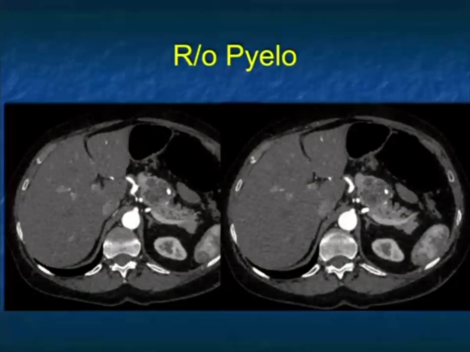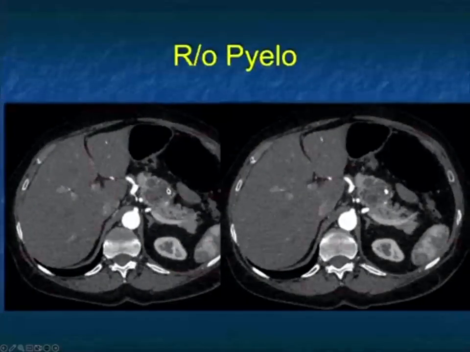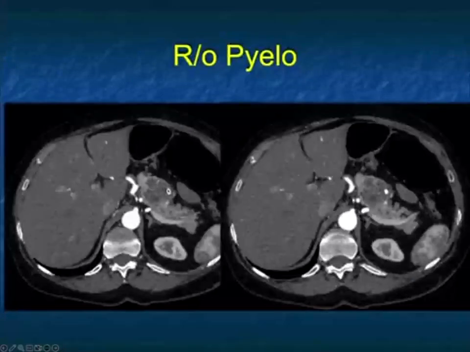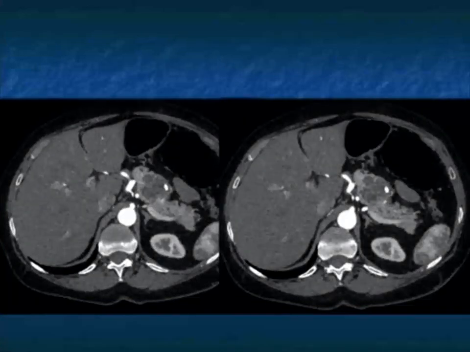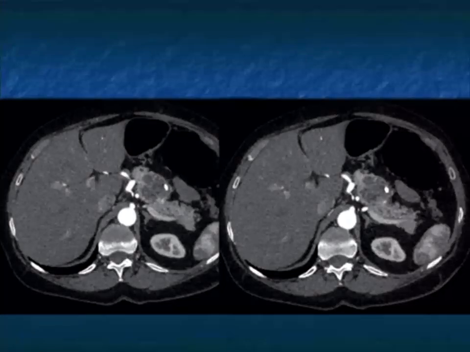Another case, rule out pyelo. Well, I'm giving you the kidneys. There's no pyelo, but there was a cystic mass in the body of the pancreas with septations and calcification, right? So what are you thinking of? The same differential as the last case. Could it be an MCN? They have calcifications. Could it be a serous cystadenoma? Their calcifications are more commonly centrally located, but can be anywhere.